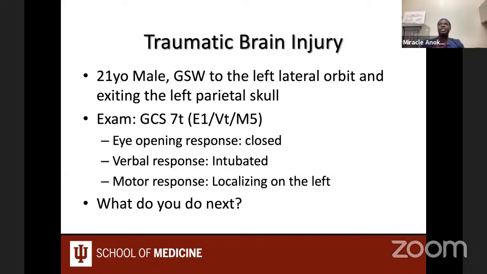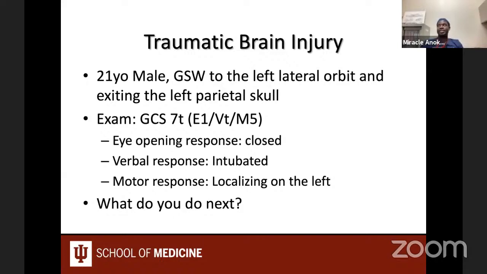Well, you have to understand the brain itself. So the left side of the brain, in general, right? The left side of the brain controls the right side of the body. And the right side of the brain controls the left side of the body. So you go down, you see the patient, and the exam's the same. Their eyes are closed when you push on them. They're intubated, so they can't really talk to you. And they're localizing on their left side, which means that they're still moving the left side of their body.